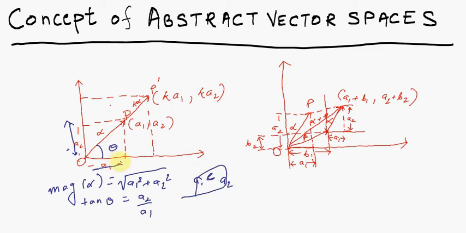And I will go on further to say that for all vector operations like the scaling, that is multiplying by a scalar, and vector addition, the numbers a1 and a2, and of course b1 and b2 for the case of vector addition for the other vector, these numbers would suffice.